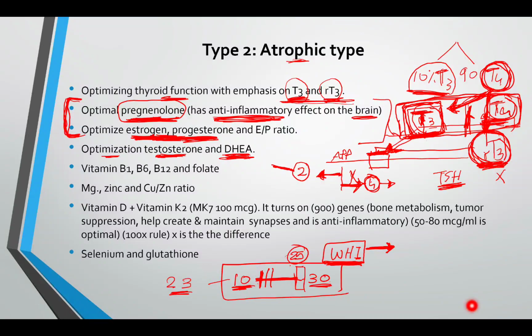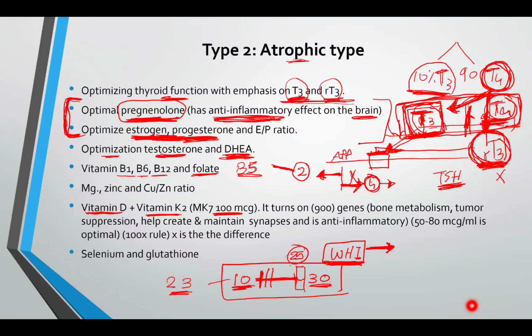This is for doctors. Now the vitamins. Vitamins are easy because they are available and given by traditional medicine. The B1, B6, and B12, and also B5. B5 is very good for focus and concentration, and folate. The following one is vitamin D. Vitamin D is very important because we give it with vitamin K2, like 100 microgram.